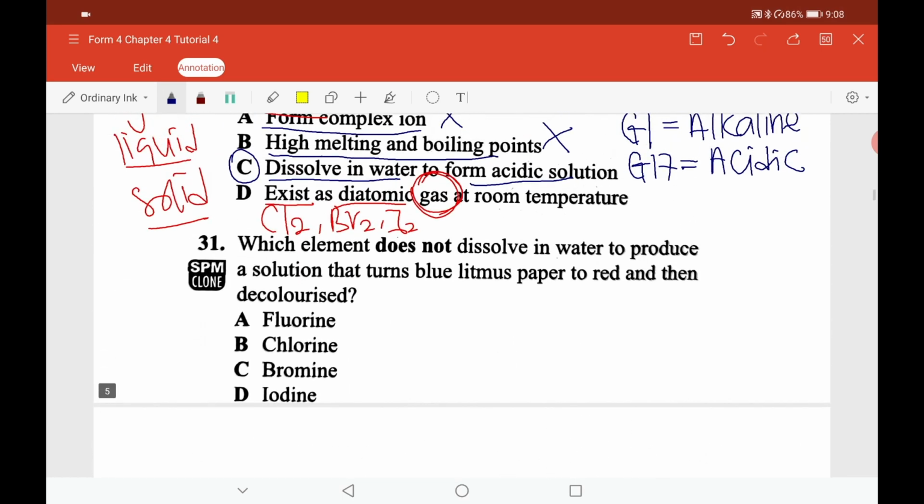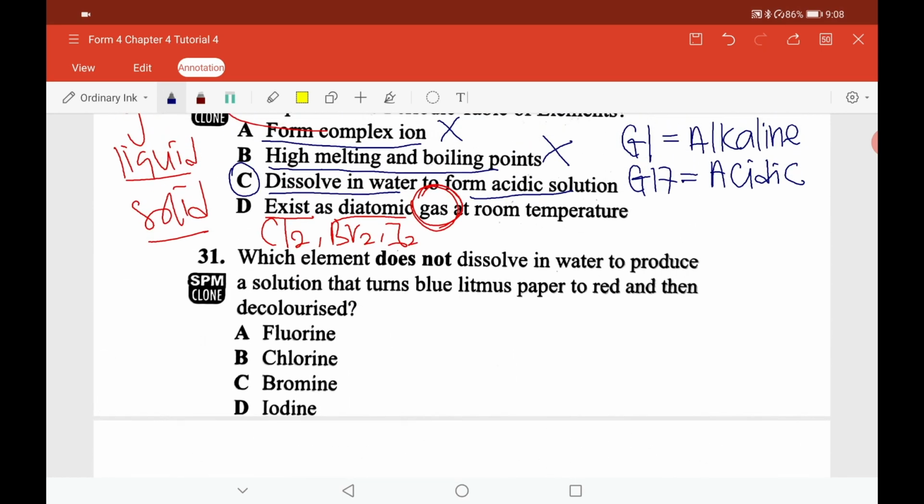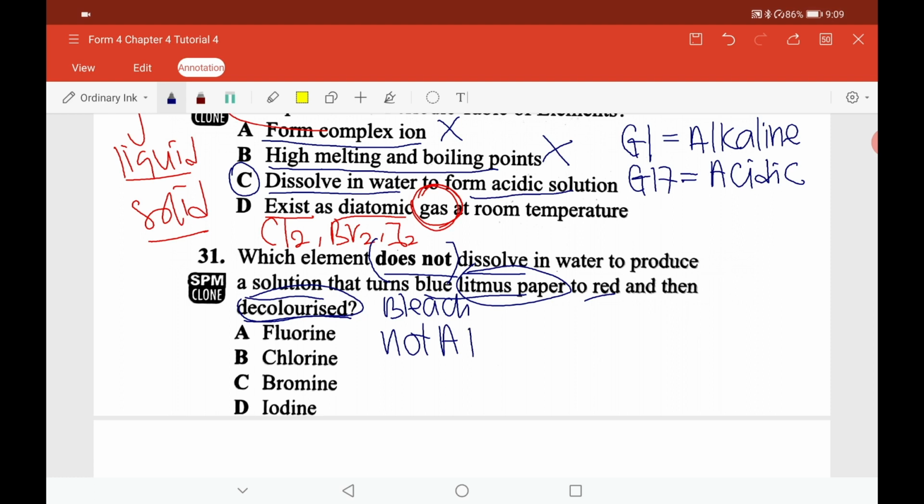So next one, which element does not dissolve in water to form a solution to change the blue litmus paper to red, then decolorize? When you see litmus paper and decolorize, it means it's bleach. So when they ask "does not", it means not a bleach. So who is bleach? Confirm chlorine and bromine, they are bleach.